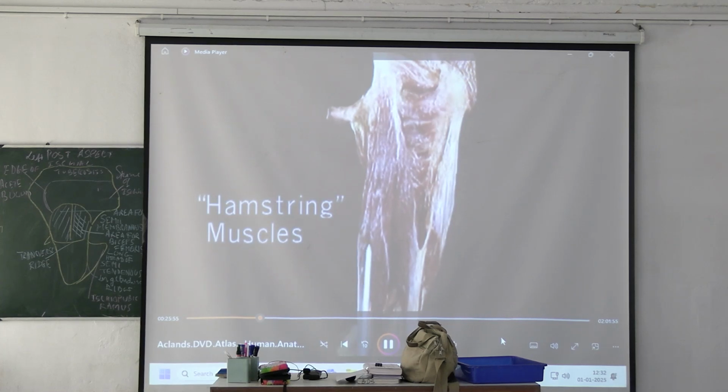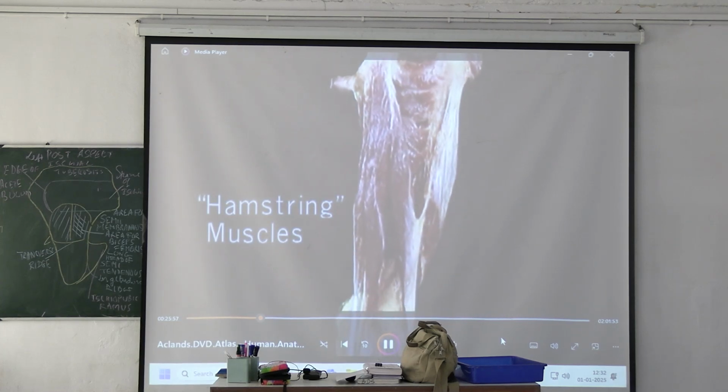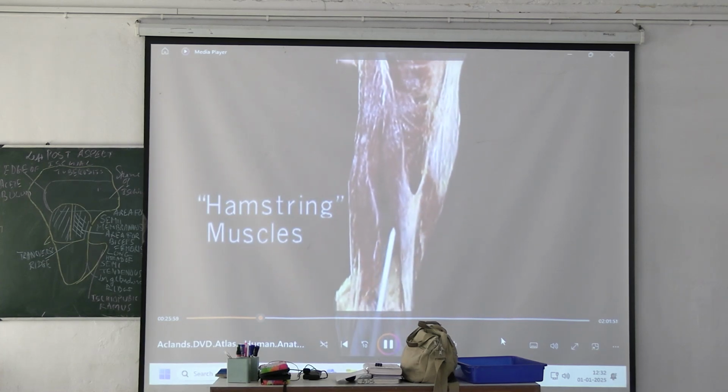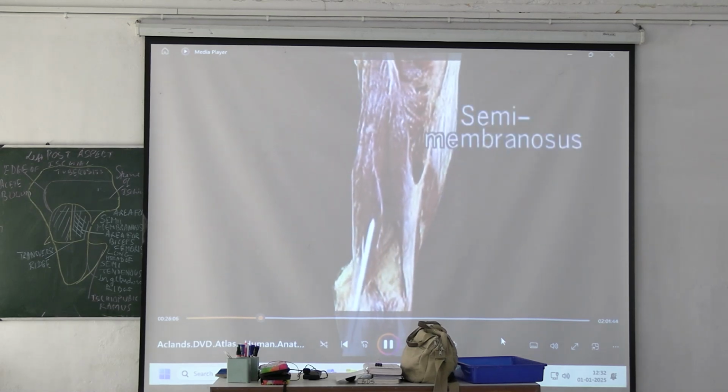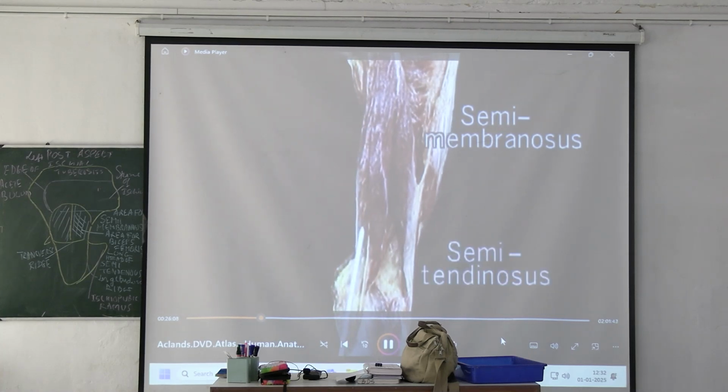Two of them run to the medial aspect of the leg. One runs to the lateral aspect. The lateral one is biceps femoris. The two medial ones are semimembranosus and semitendinosus.